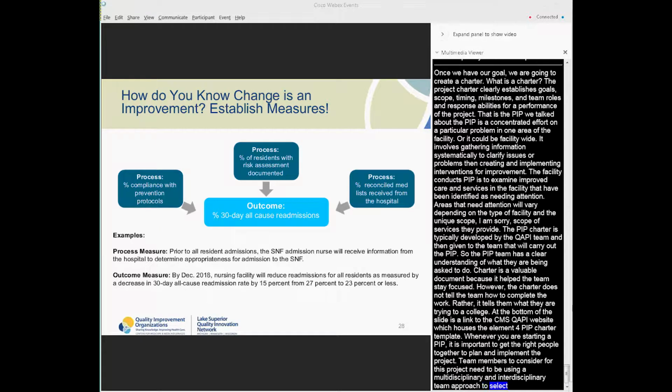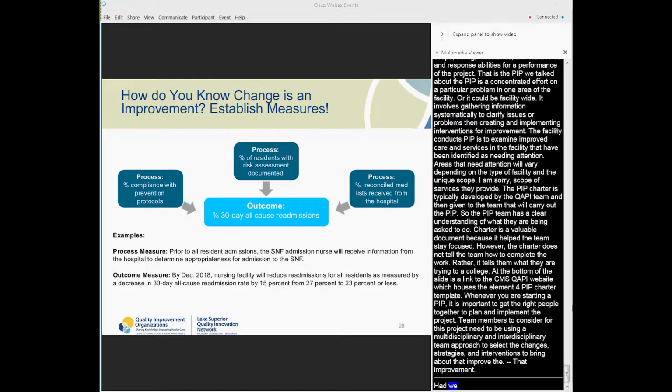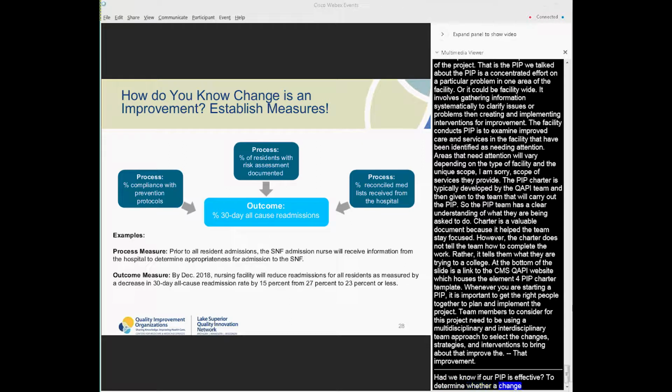How do we know if our PIP is effective? To determine whether a change results in improvement, it's important to develop measures such as process measures and outcome measures. Process measures quantify and qualify what the organization does to make sure the system works. Outcome measures reflect the impact of the intervention.